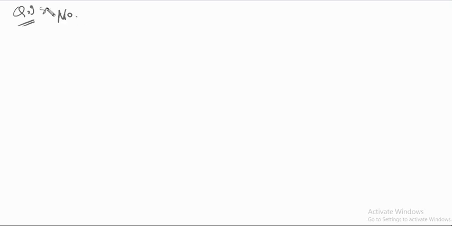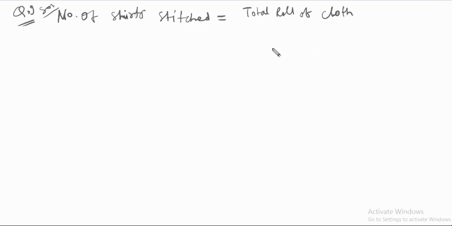So our solution is: the number of shirts stitched is equal to the total roll of cloth upon the cloth needed to stitch one shirt, right? Cloth needed to stitch one shirt.